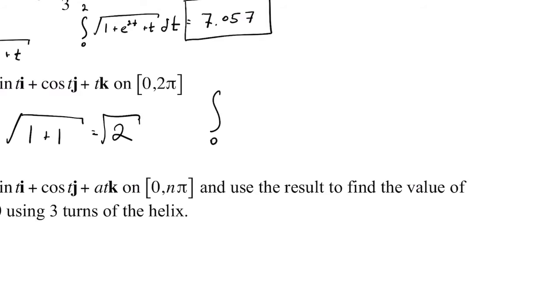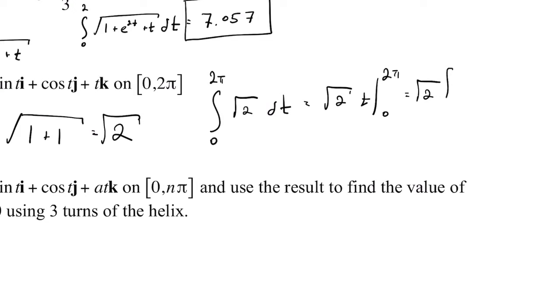We have the integral from 0 to 2 pi of radical 2 dt. This would give us radical 2 times t from 0 to 2 pi. So then we get radical 2 times 2 pi minus 0. And then that would be 2 pi root 2.